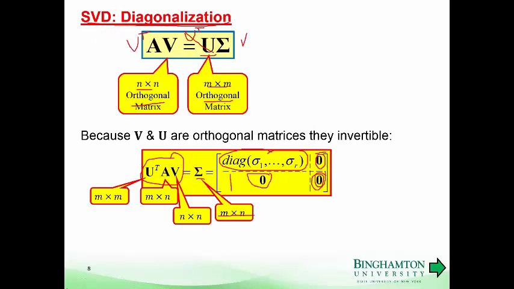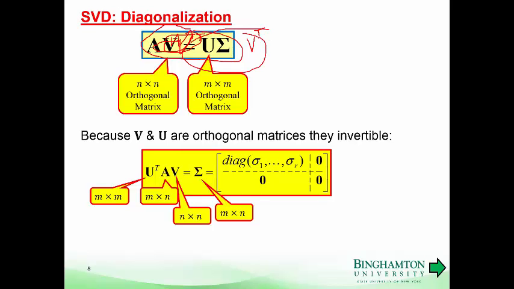Let's look at the decomposition view. So we start back here, going back one slide, clear this off. We start with this view, and now what we want to do is decomposition. So now we're going to multiply from the right by V transpose, which is its inverse. These things convert into the identity matrix, so they're gone.